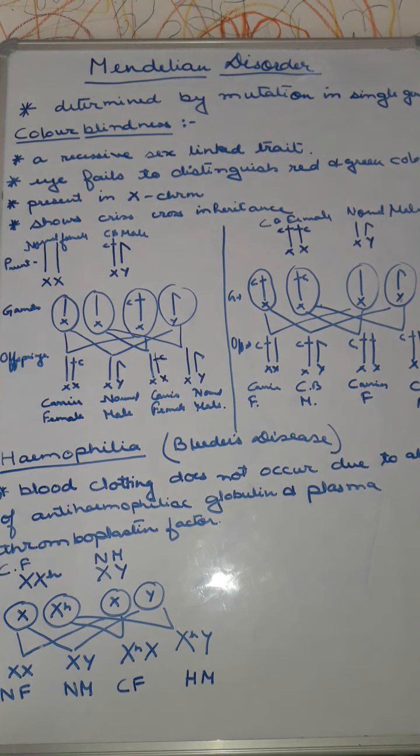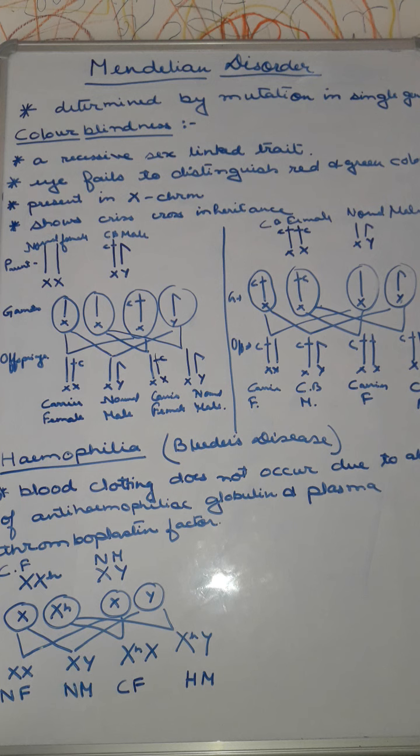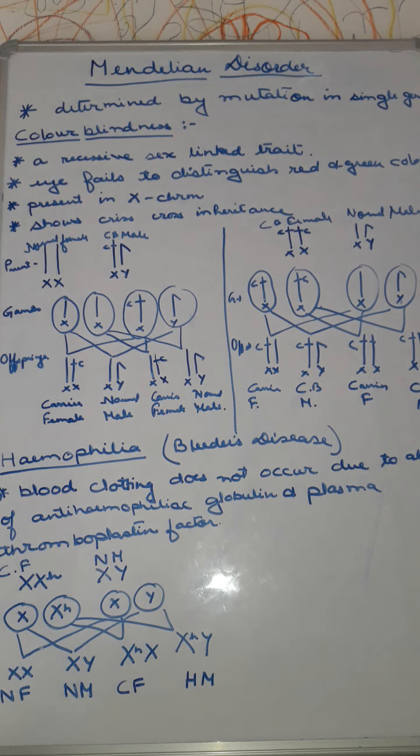Now these are determined by mutation in a single gene. We know what mutation is, isn't it? That is sudden hereditary change. So when mutation occurs in a particular single gene, it will cause some diseases, and those diseases come under the Mendelian disorders. These Mendelian disorders can be easily traced with the help of pedigree analysis. Now this is of two types, recessive and dominant traits.